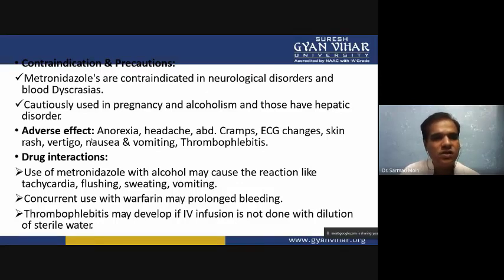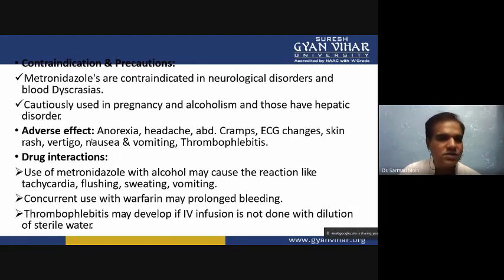Metronidazole is contraindicated in neurological disorders and blood dyscrasias. So we always have to take precautions when the patient has a neurological disorder or blood dyscrasias. It should be used cautiously in pregnancy, alcoholism, and those with hepatic disorder.